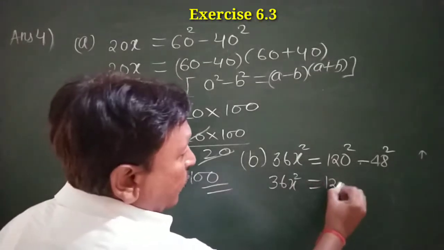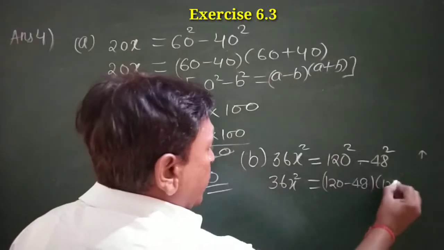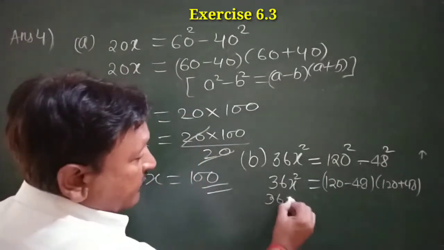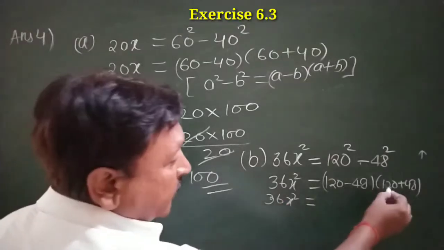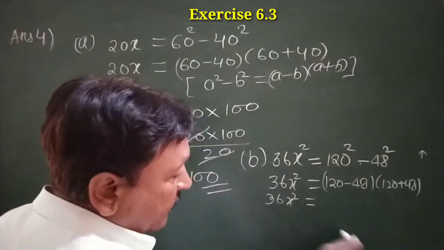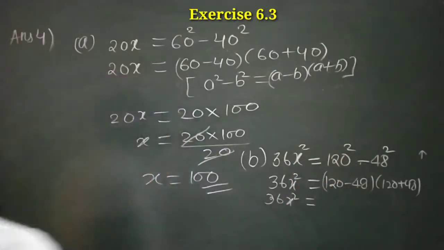Apply here 120 minus 48, 120 plus 48. Okay, then 36x square will be equal to, just do the subtraction, transpose 36 to the right hand side, it will go in division and square will go in square root. Okay, in this way you have to do part B, so complete it by yourself.